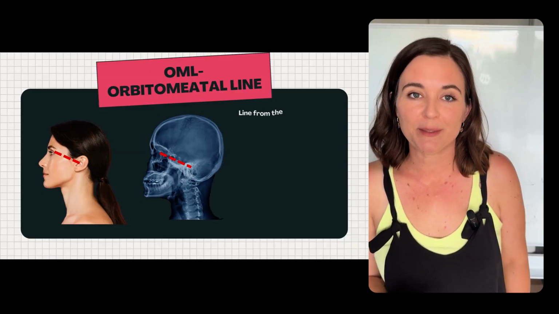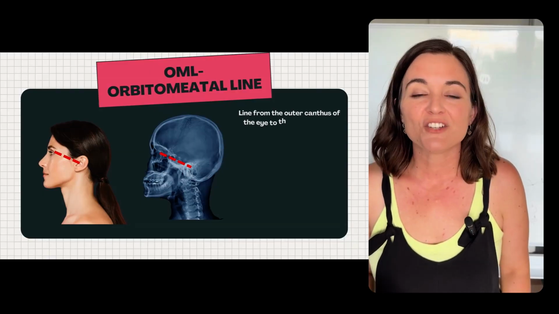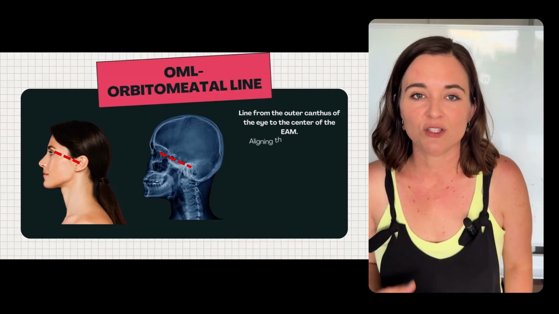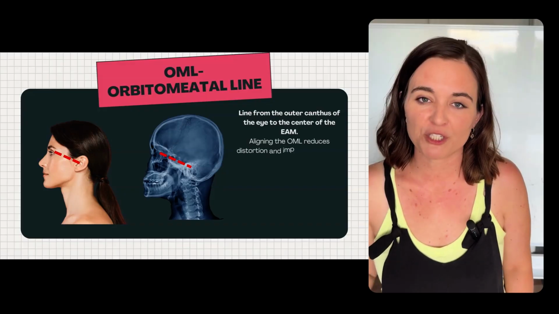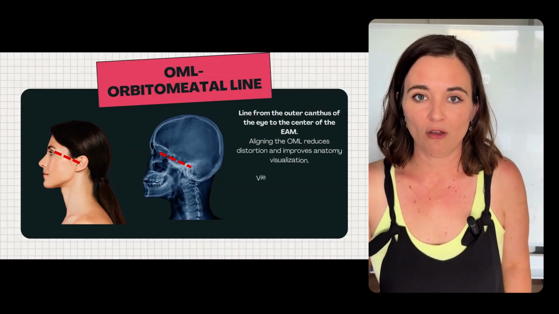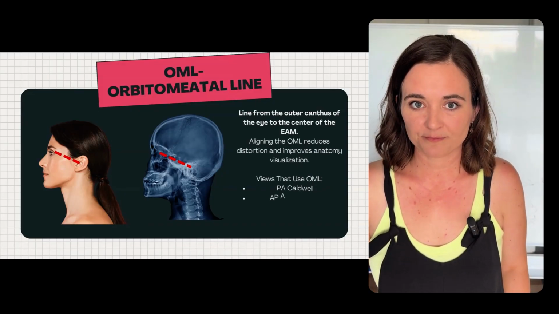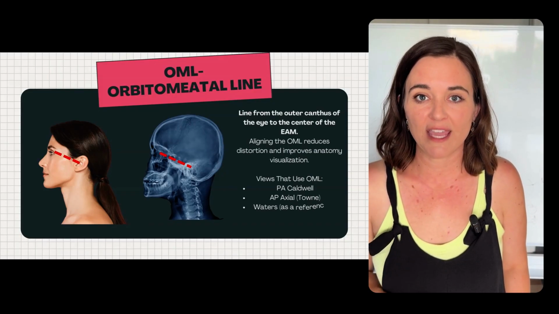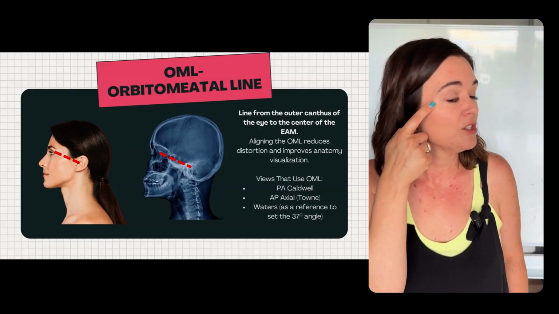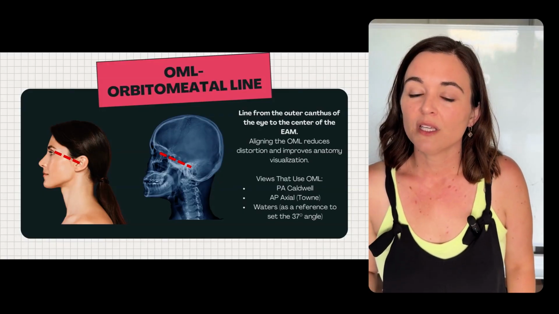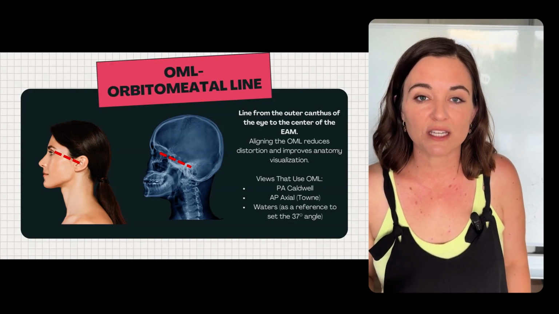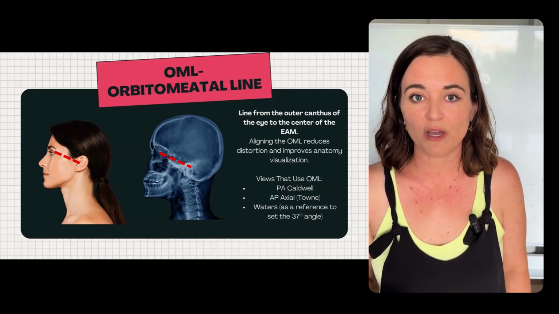Here are some crucial imaging lines. These are invisible anatomical lines used to align the skull for accurate projections. Your OML, that's your orbitomeatal line. That is from the outer canthus, the corner of your eye, to the EAM. This line is used in the most standard skull views like Towne and Caldwell.